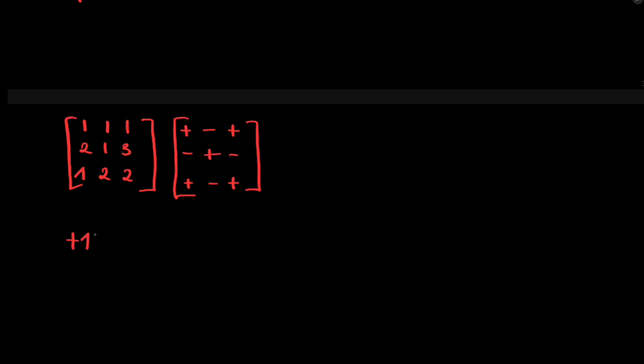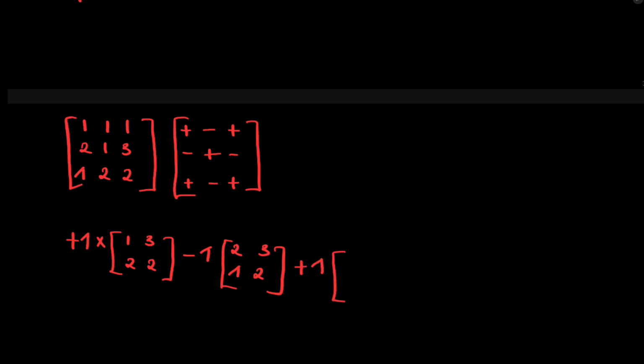The first has a positive sign, positive 1 times. We cancel its rows and columns. We are left with 1, 3, 2, 2. So this is 1, 3, 2, 2. The next one has a negative number times. We cancel its rows and columns. This and this. We are left with 2, 3, 1, 2. And the next one has a positive sign. We cancel its rows and columns. 2, 1, 1, 2.